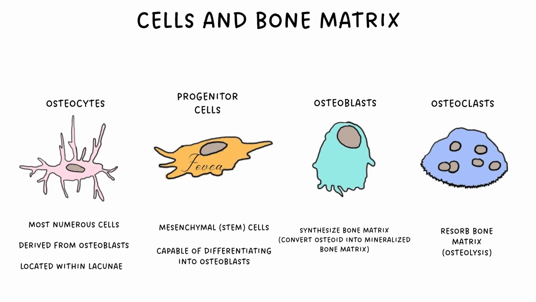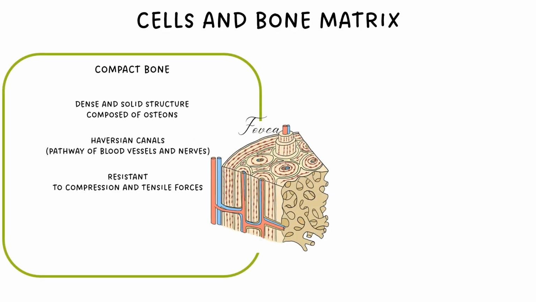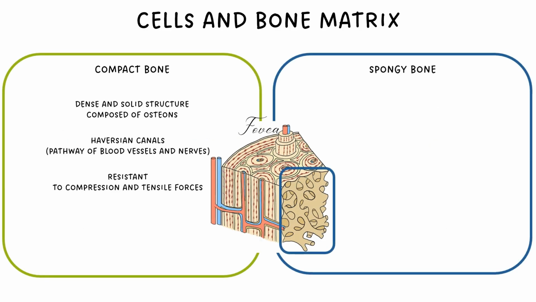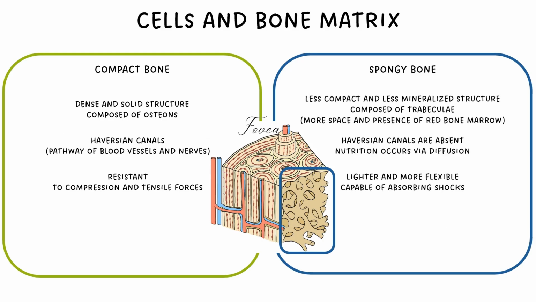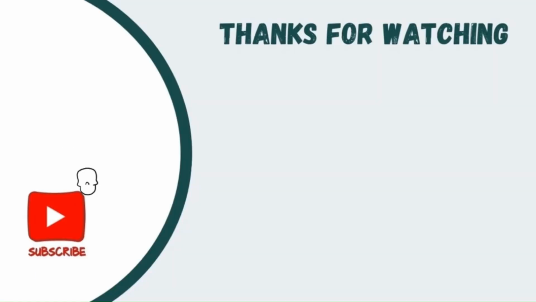called osteolysis. In spongy bone, the lamellae do not form osteons, but instead interweave to form trabeculae. Additionally, blood vessels are not organized into centralized canals, but are more diffusely distributed throughout the trabecular matrix.